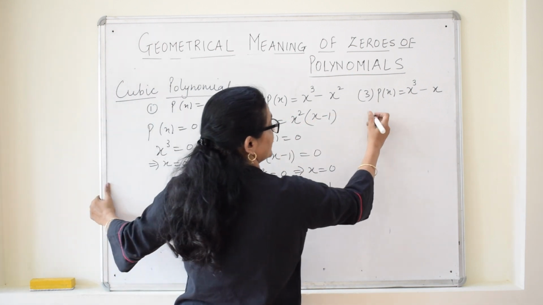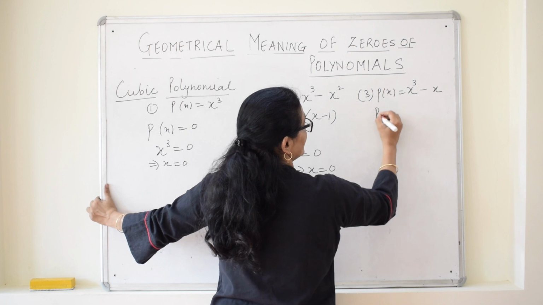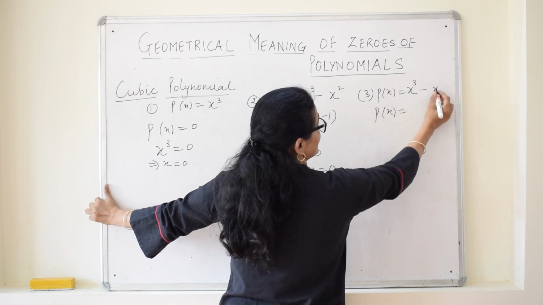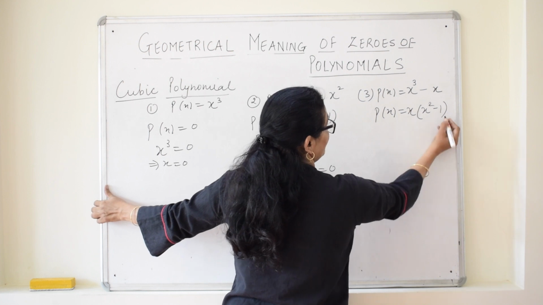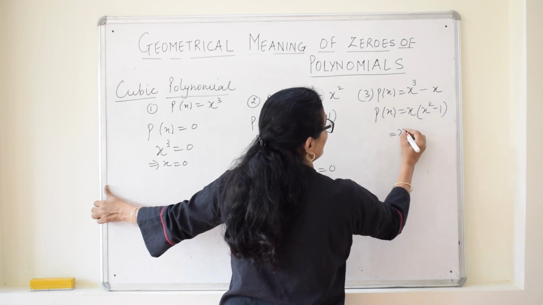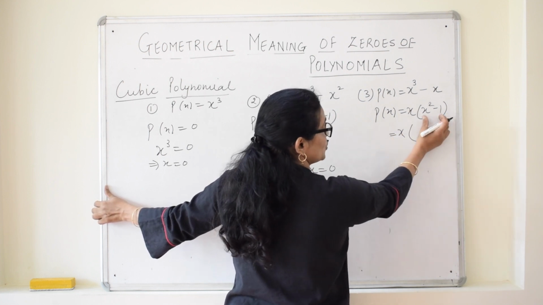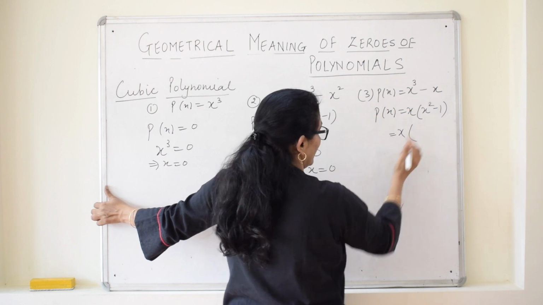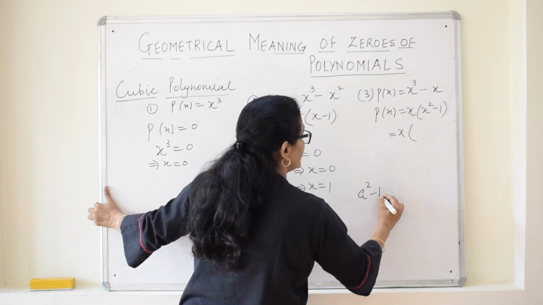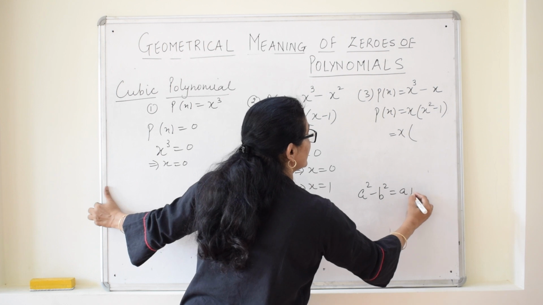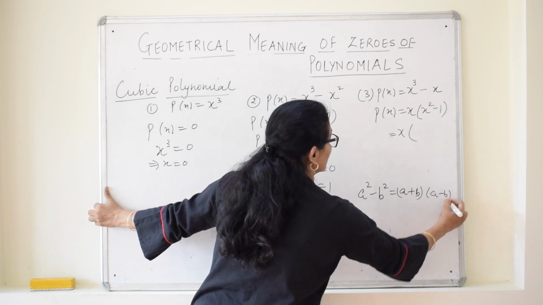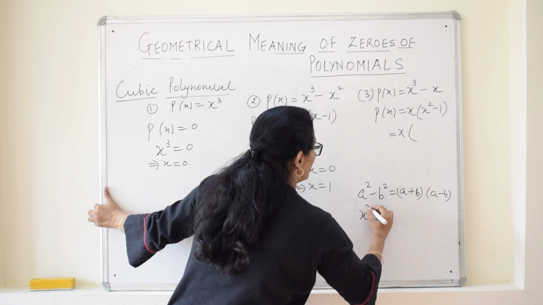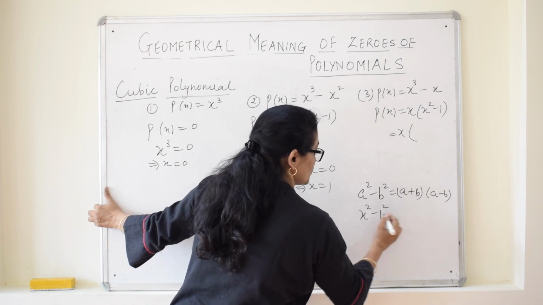In the third case, if we further factorize it, p of x is x common, x square minus 1, and if you factorize it further, this is a square minus b square, and we know the identity a square minus b square is a plus b into a minus b. So x square minus 1 is x square minus 1 square.